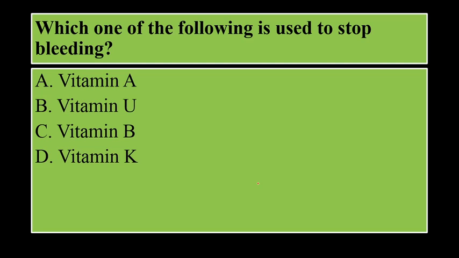Which one of the following is used to stop bleeding? Vitamin A, vitamin U, vitamin B, or vitamin K? So option D is the correct answer. Vitamin K is used to stop bleeding.